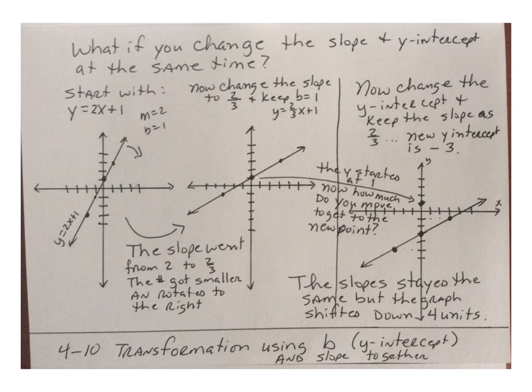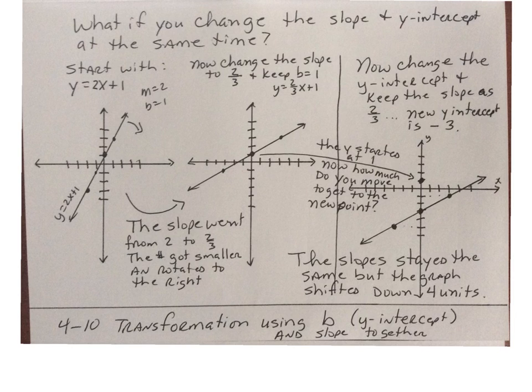And then finally, what if you put all of those together? What if you do a translation, what if you slide it up and down and rotate it? Well, let's look. Right here, I'm starting with the equation y equals 2x plus 1, and I graphed it. There's my plus 1, and I went up 2 to the right 1, and I went down 2 to the left 1, and I created this line.